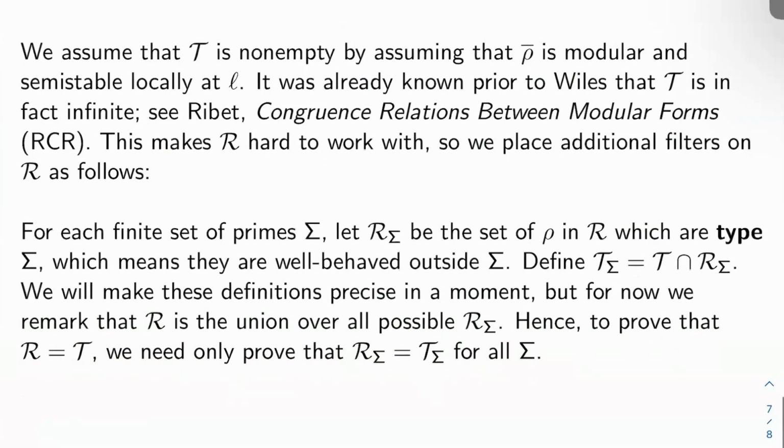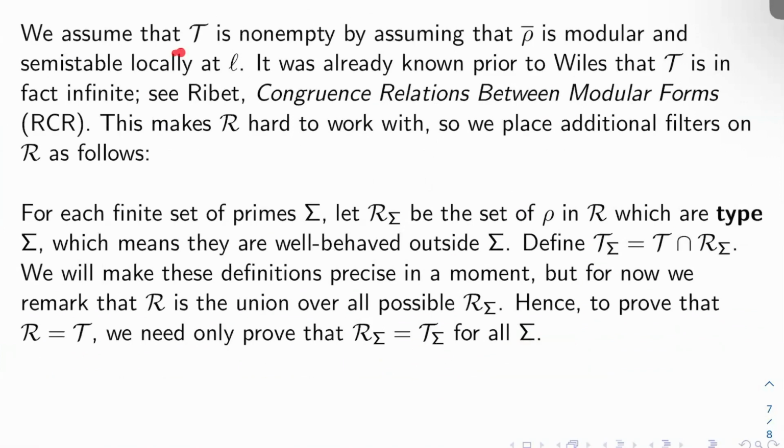Let's assume T is non-empty by assuming that rho bar is modular and semistable locally at L. That gives you a non-empty T just by definition. In fact, it was already known prior to Wiles that T is infinite. Ribet proves this in his paper on congruence relations between modular forms, which I'll call RCR from here on out if I need to refer to it again. The problem is, this makes R huge and hard to work with. So what we do is we get a little bit clever here.